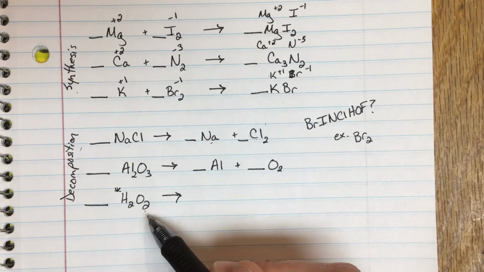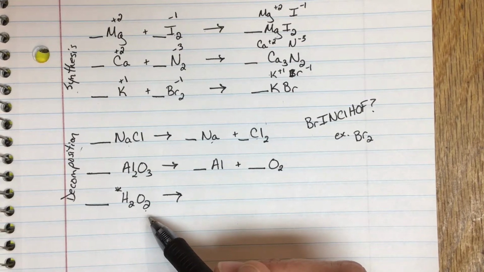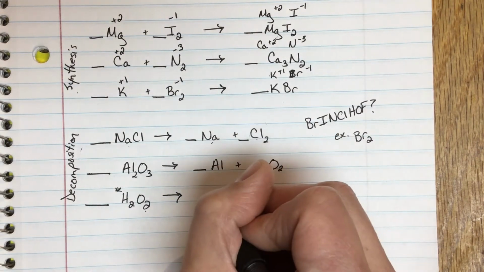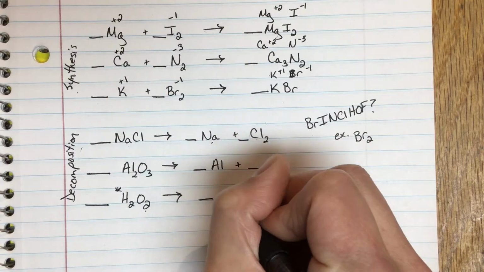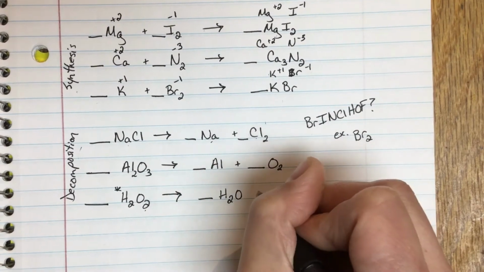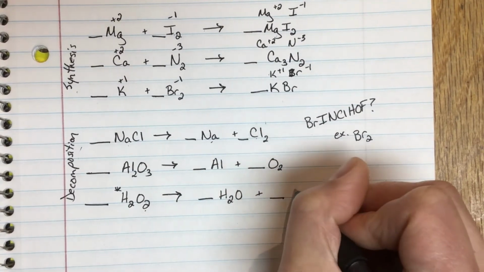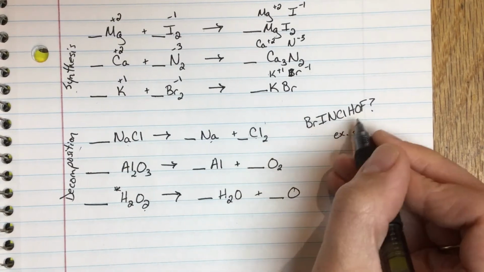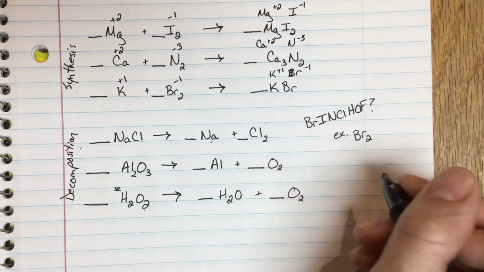This is hydrogen peroxide. We've done a demo on this. We've used this several different times in class. You guys should know that hydrogen peroxide is going to break down into two things. First thing is that it's going to break down into water, and it's going to break down into oxygen. Again, oxygen is a Brinkelhoff buddy, so it gets a little 2 with it.